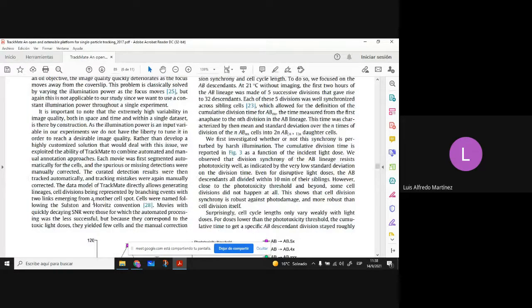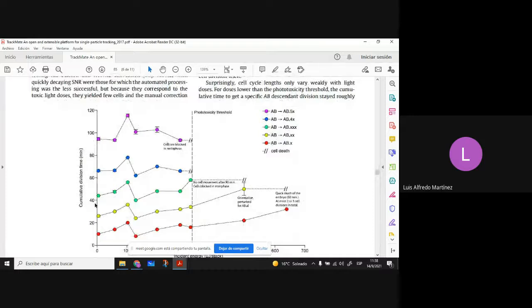They investigate how photodamage impacts cell divisions, synchrony, and cell cycle length. They focus on the AB descendants. In 2 hours, the AB lineage made 5 divisions, as we can see here: 1, 2, 3, 4, 5.